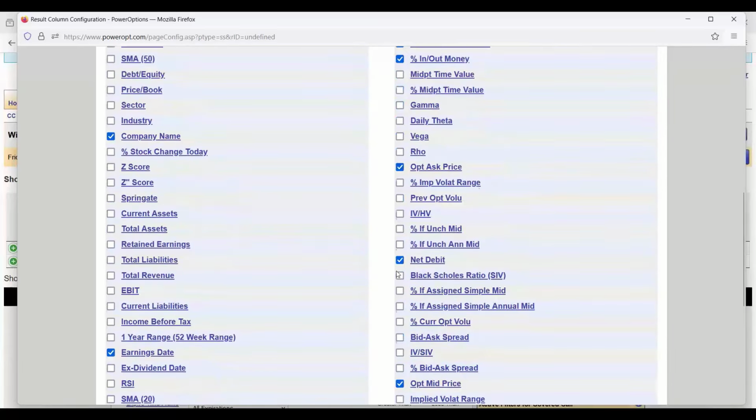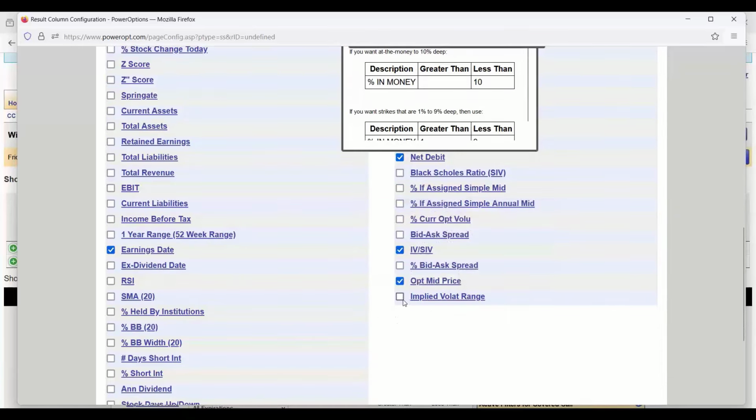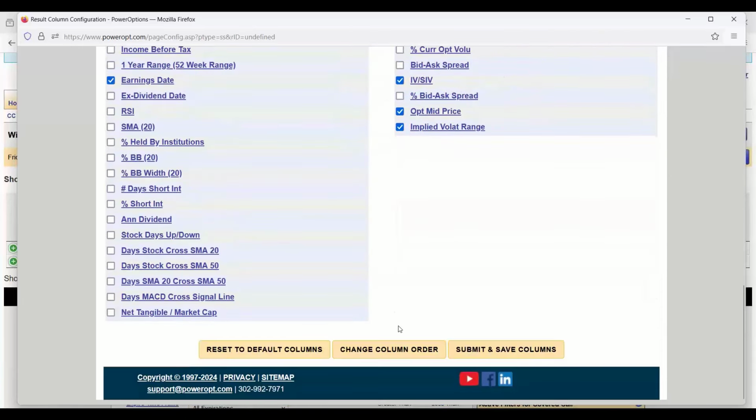Okay, so now I do want to add in what we wanted. What did we want? IV over HV. IV over, sorry folks, IV over SIV. And of course, we had the implied volatility already there, check. And I might even put in the implied volatility range.